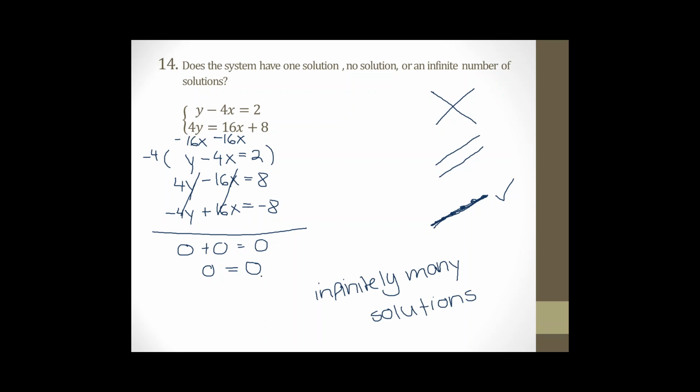Whenever you get a true statement, it's infinitely many solutions. If you get a point, it's one solution, for example, -2 and 3. And with parallel lines, you will get a statement that is not true, something like 3 is equal to 5, which is not true. So these are the three versions, but for this particular problem, the solution was infinitely many.